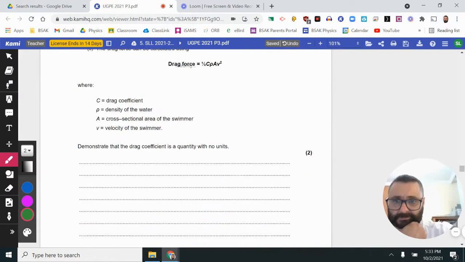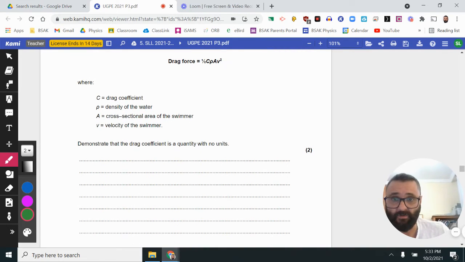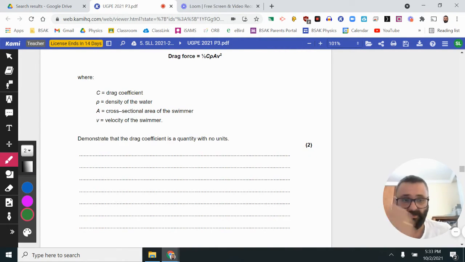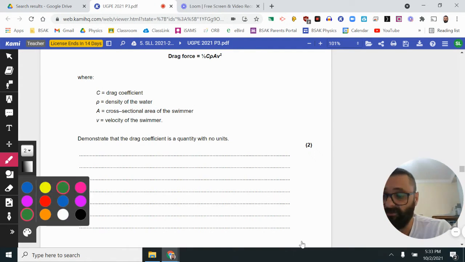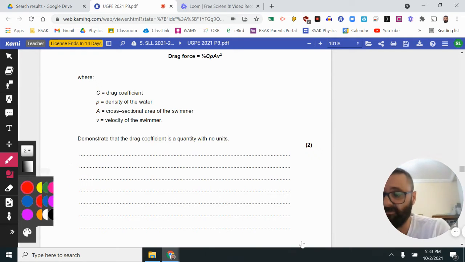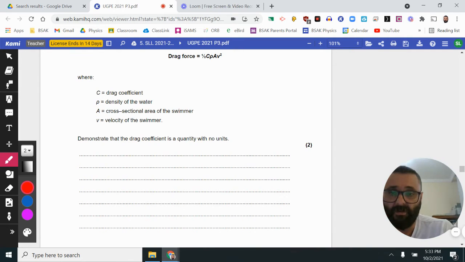Right, this one. So we've got the equation. Now, it's given us something called drag coefficient. You don't know what that is. You're not seeing that, but it's a quantity that's just thrown in there. But it doesn't matter. You just need to show that it's a quantity with no units. So drag force, okay, drag force equals a half C rho A V squared.